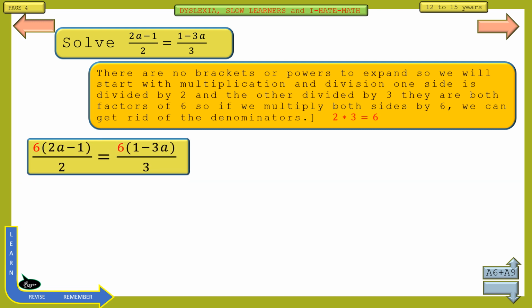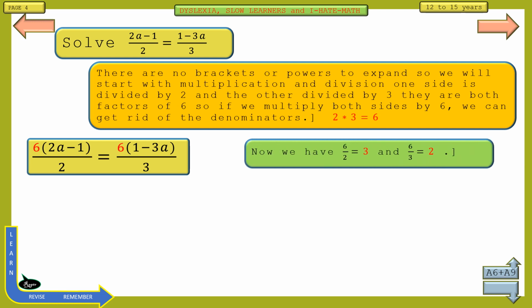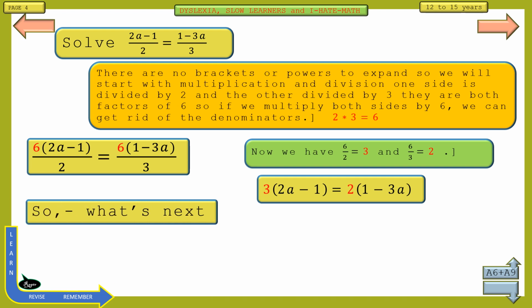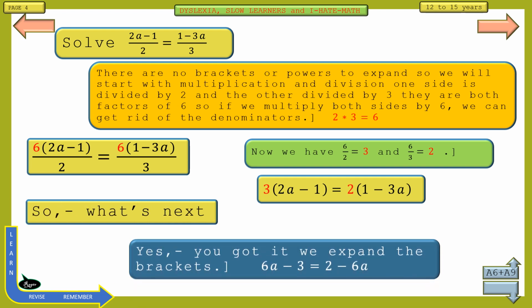Please note that we are only concerned with the factors of the contents of the brackets. Now we have 6 divided by 2, which equals 3, and 6 divided by 3, which equals 2. If we now replace these numbers, we have an equation that is far simpler. Okay, so what's next? Yes, you've got it. Well done. Expand the brackets. And now we have 6a minus 3 equals 2 minus 6a.